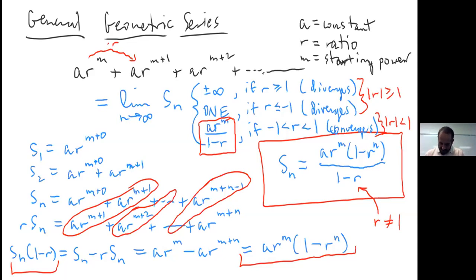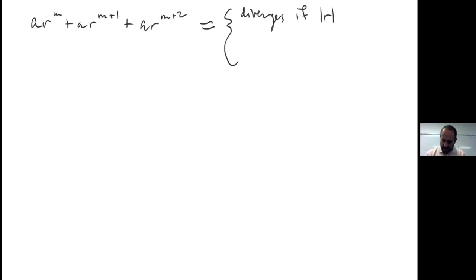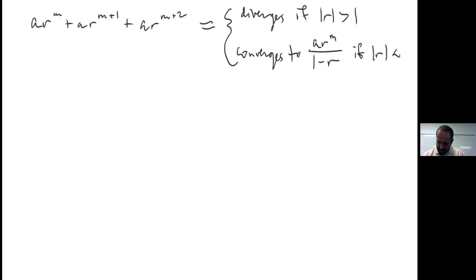Let me just write down the formula for us to make reference to. AR to the m plus AR to the m plus 1 plus AR to the m plus 2 and so on equals... what did we decide? That this thing diverges if R is an absolute value greater than 1, and it converges to a specific value, AR to the m over 1 minus R, if the absolute value of R is less than 1, yes.